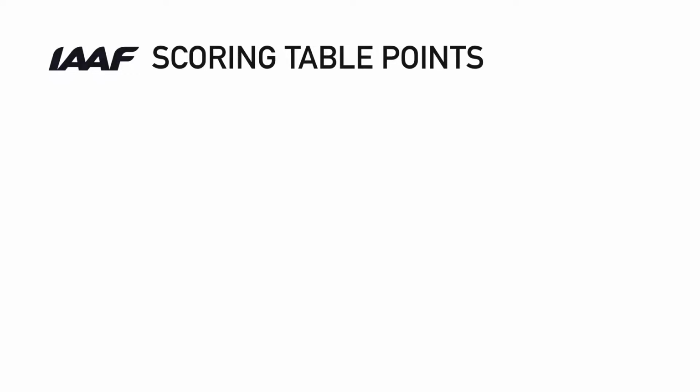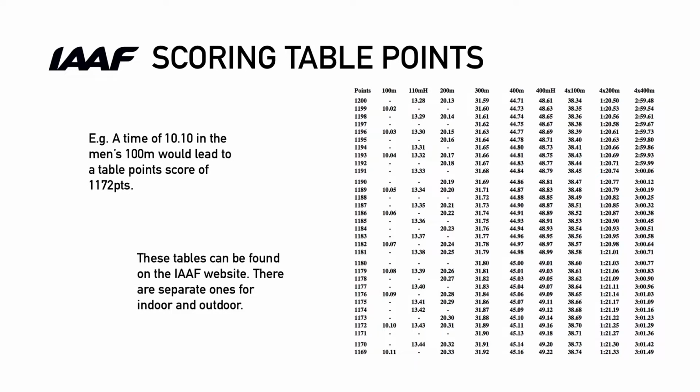So the IAAF scoring table points work as such. This is an example of the scoring table. Okay, and this is taken from the outdoors track side of the scoring table. And as you can see here, a time of 10:10, the men's 100 meters would lead to a table score of 1,172 points. Okay, and you can basically take any performance you have and go along and see how many points that performance equates to. Okay, and these tables can be found both indoor and outdoor via the IAAF website.